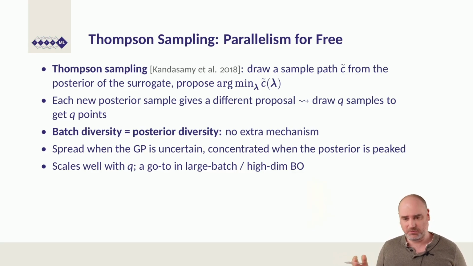You don't even do any type of acquisition potentially on this. You just propose the minimum, because all of these are like stochastic versions of your Gaussian process. And each posterior sample now gives you a different proposal, and you draw Q samples to get Q points. So you don't have to do anything extra in here. Usually just because of this posterior diversity, you get a diversity in your batch. And yeah, this usually works quite well if you want to create extremely large batches, if you work in higher dimensional BO scenarios. In lower dimensional scenarios, it might not work perfectly.